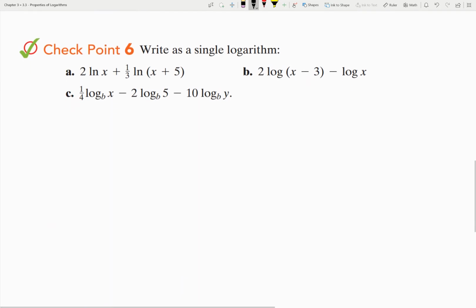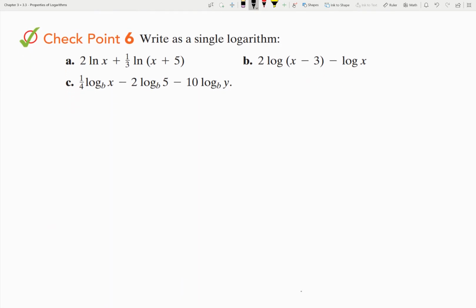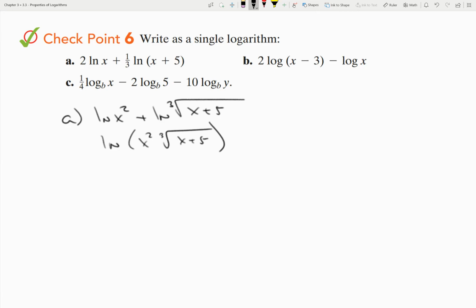Okay. Let's try 3 more. So for part A, we have first step, natural log of x squared plus the natural log of the 3rd root of x plus 5. And then combining them gives me, with multiplication, x squared times the 3rd root of x plus 5.